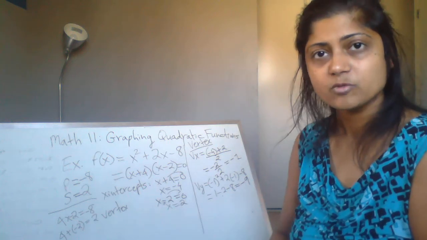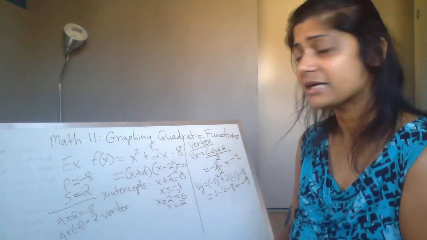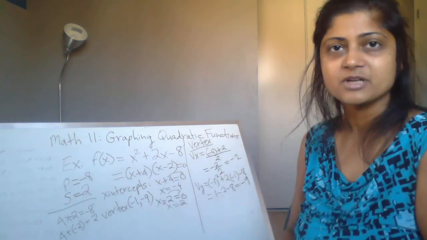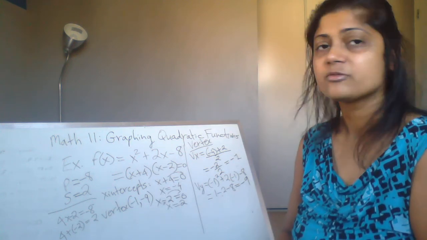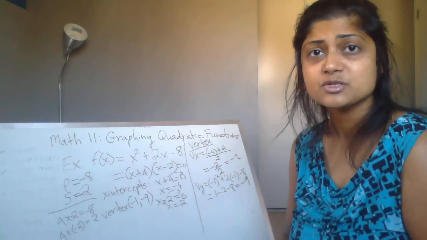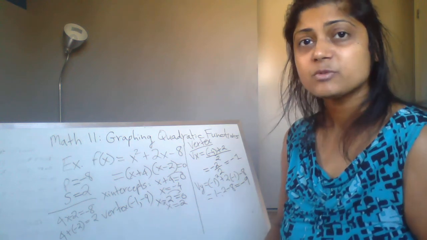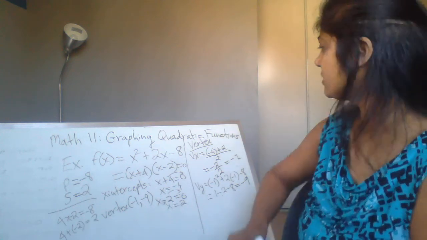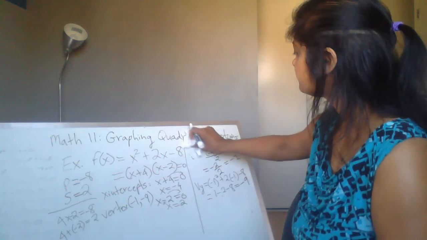Okay, and when you write the vertex, make sure you're writing it in brackets. So I got -1 and -9. Now you can see I have 3 points all together. I have my vertex and I have the two x-intercepts, and 3 points is enough for me to graph this quadratic function. So with that, I'm going to take it off here.